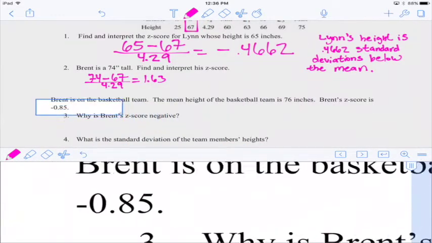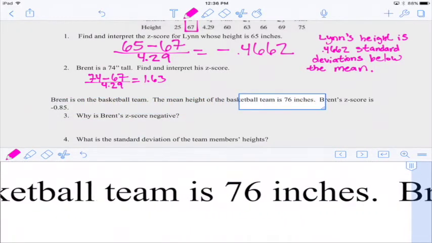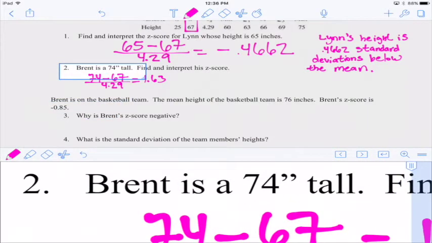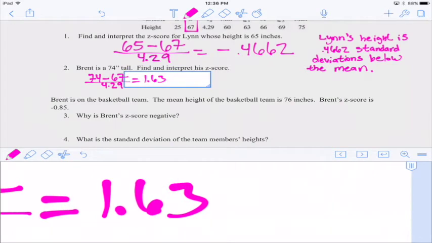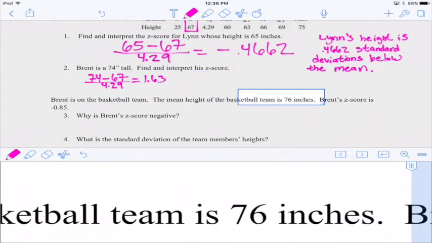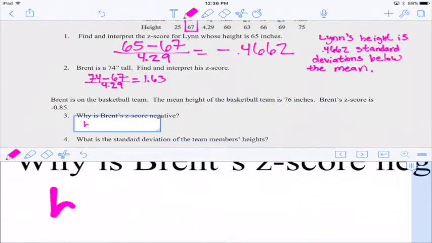So Brett is on the basketball team. The mean height of the basketball team is 76 inches. Brett's z-score is negative 0.85. Why is Brett's z-score negative? Well, Brett, compared to the rest of his classmates, is much taller than the rest of his classmates. But the basketball team's mean is 76. His height is below the mean of the team.